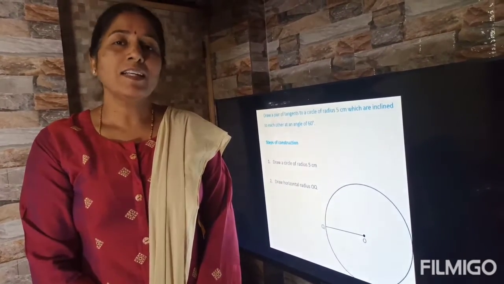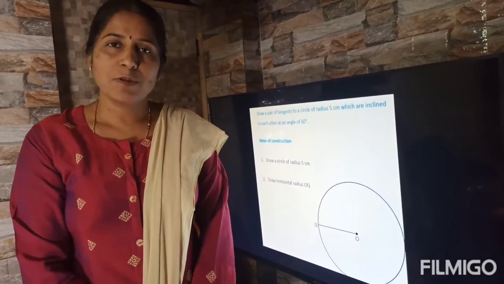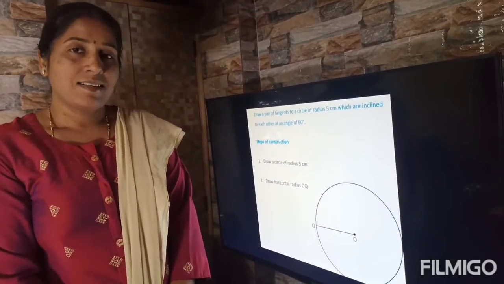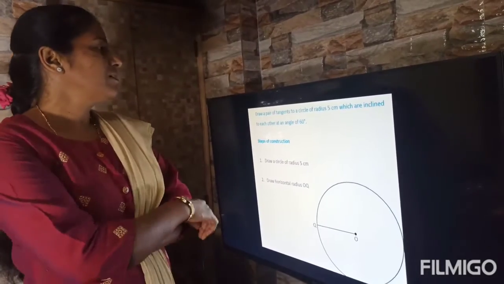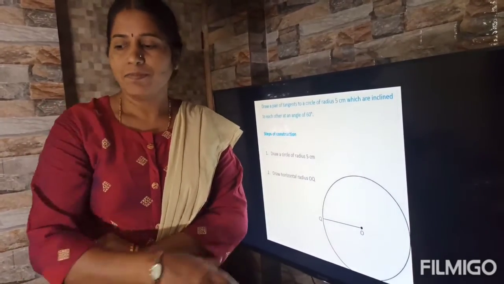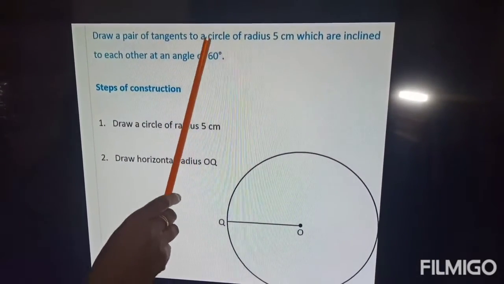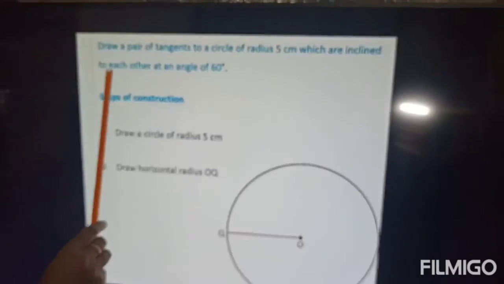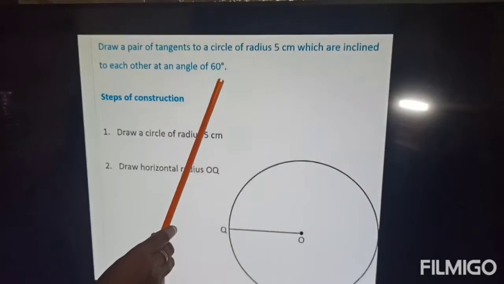Today I am continuing the passing package of maths for 10th students. In that part I will do construction today. Okay? In construction, first we will start with drawing the pair of tangents to the given circle. Draw a pair of tangents to a circle of radius 5 centimeter which are inclined to each other at an angle of 60 degree.